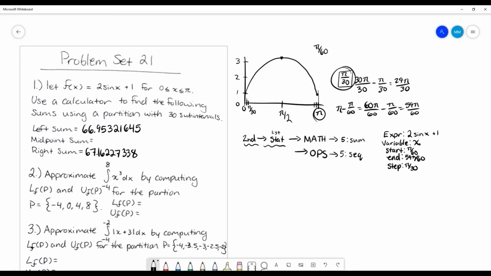Okay, so second stat math sum, second stat ops sequence. Our start is pi over 60. Our end is 59 pi over 60. And our step is unchanged. And that gives us a sum of about this. And that's it. That's all they're looking for there.